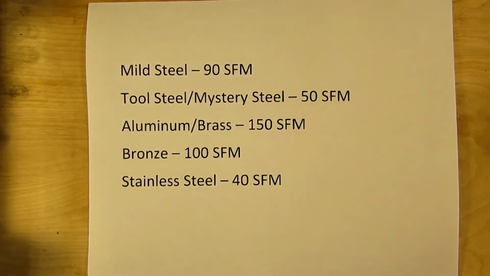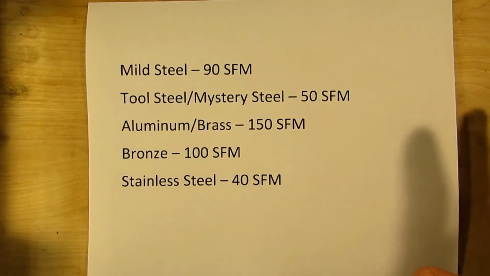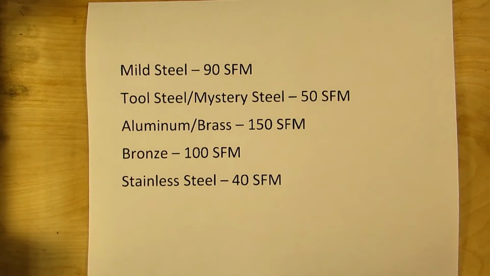Mystery steel kind of goes hand in hand with that, because if you just pull something out of the scrap bin and you're not entirely sure what the alloy is, it could very easily be a hardened steel, and you don't want to burn up your tool by running it at mild steel speeds when it's actually a hardened steel. The aluminum and brass speed is very conservative, and the reason for that is if you're running something super fast, then it decreases your reaction time in case there's a problem.